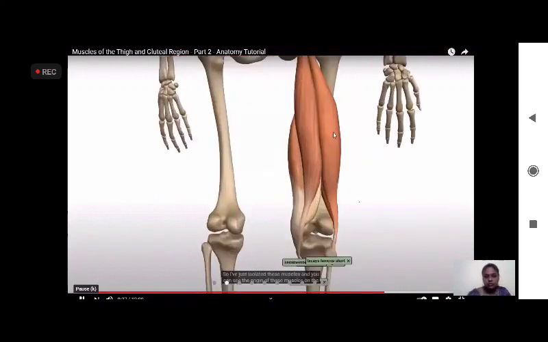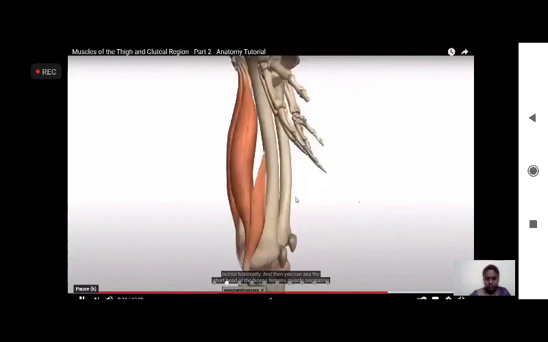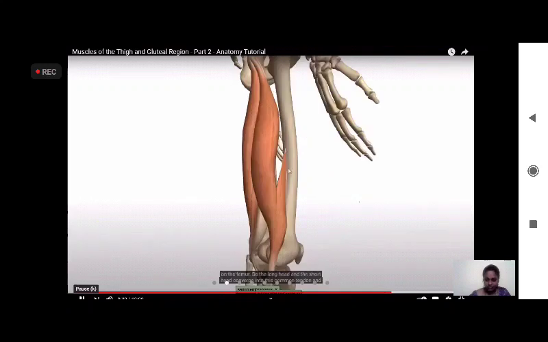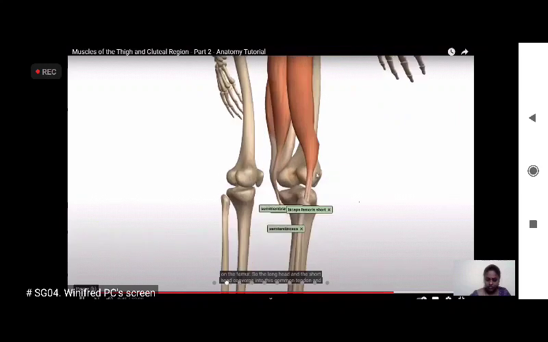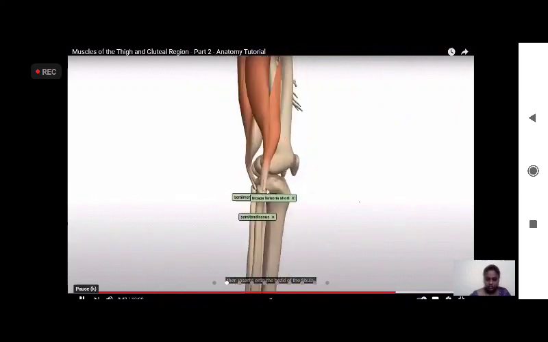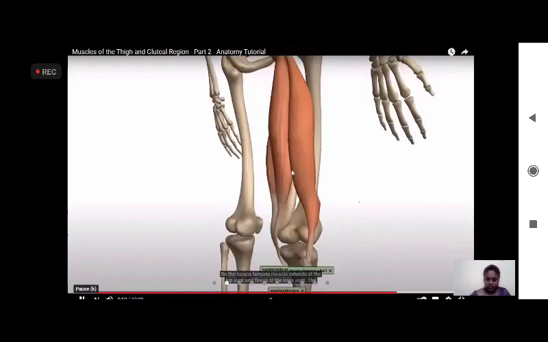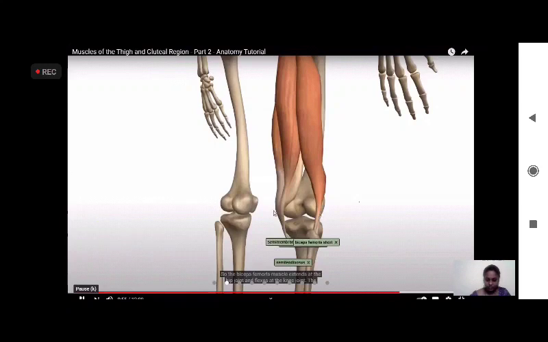So I've just isolated these muscles, and you can see the origin of these muscles on the ischial tuberosity, and then you can see the short head of the biceps femoris muscle originating on the femur. So the long head and the short head converge into this common tendon and then insert onto the head of the fibula. So the biceps femoris muscle extends at the hip joint and flexes at the knee joint.